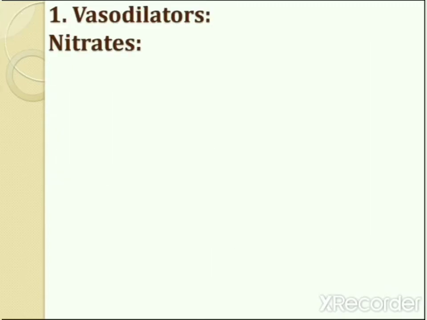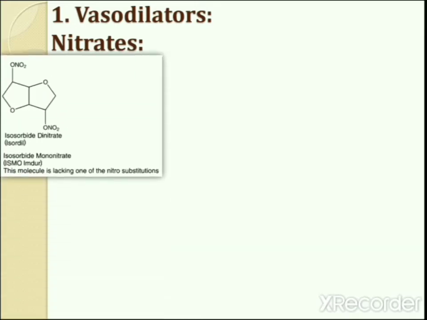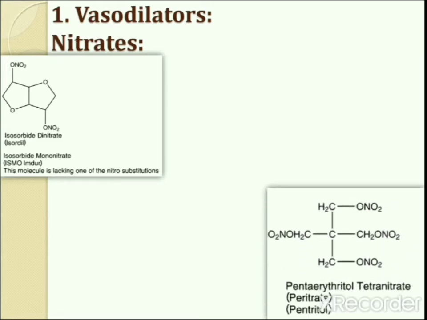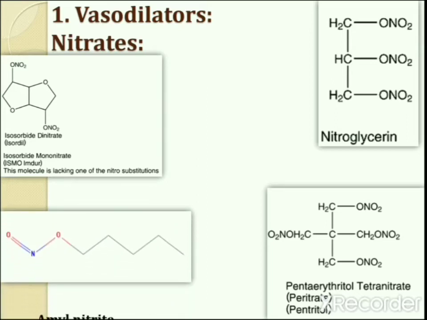The first main category according to mode of action is vasodilators. Vasodilators are medications that dilate blood vessels. They affect the muscles in the walls of your arteries and veins, preventing the muscles from tightening and the walls from narrowing. As discussed earlier, this category includes isosorbide dinitrate, pentaerythritol tetranitrate, nitroglycerin, and amyl nitrite.